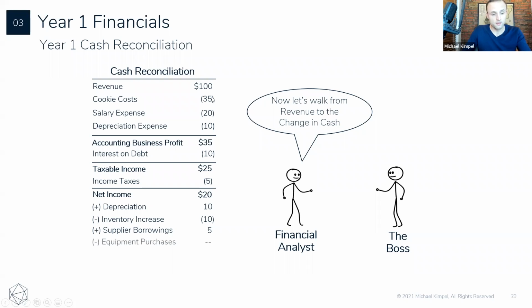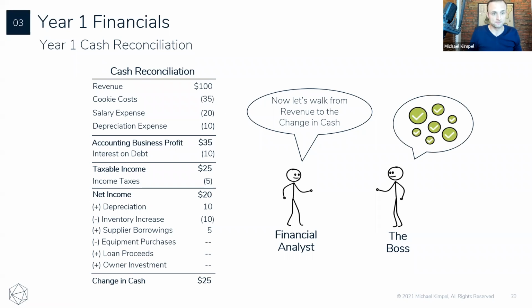We didn't purchase equipment. We didn't have any loans. We didn't have any new investment. And that gets us to $25 in net cash change. So that's what we're doing here. And this is really almost accounting to cash flow in a nutshell, as an aside. But that's what we were seeing in that last example. Again, I'll pause there for just a sec. If there are any questions, let me know. And if not, I'll carry on.